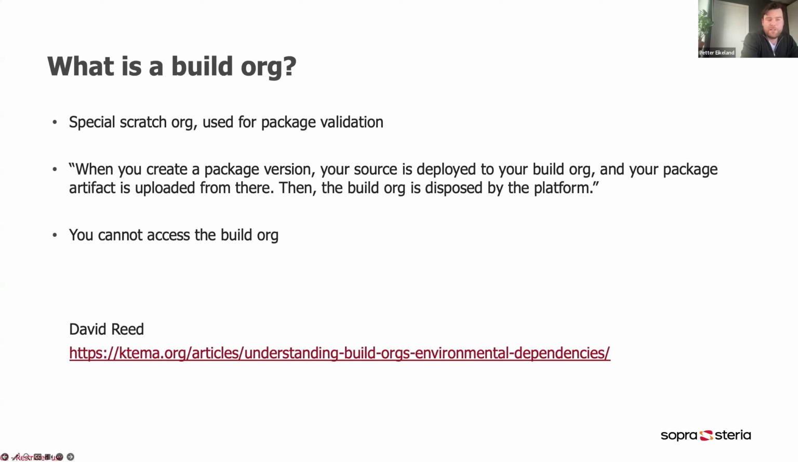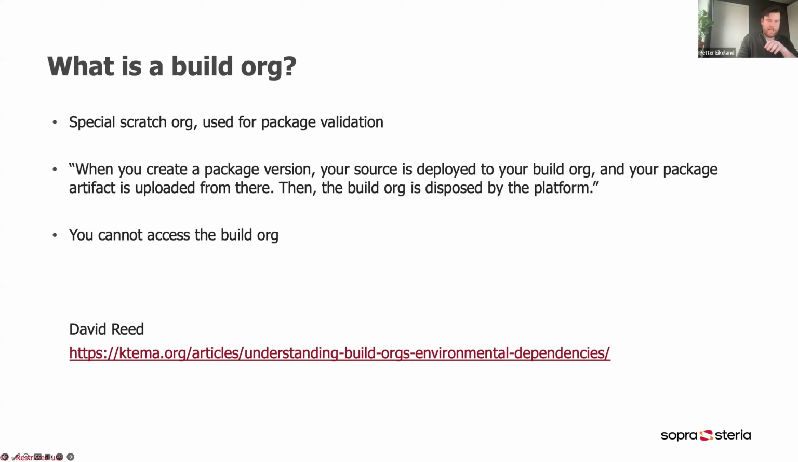So a quote from him is that for the process of creating a package version, you first deploy your source to the build org, and your artifact is uploaded from that build org. And after that, the build org is disposed, and you don't have any interaction other than sending your metadata and specifying what features and settings you want to enable in that build org. So in general, you cannot access that build org.